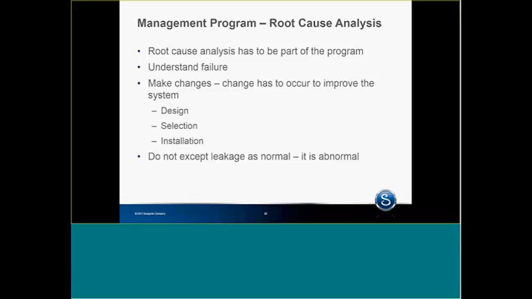Don't accept leakage as normal. It's abnormal. I've been in very large plants that have 4 steam leaks and think that is outrageous. I've been in plants that have 400 steam leaks and don't think anything about it. So make it normal not to have steam leaks and abnormal to have them.